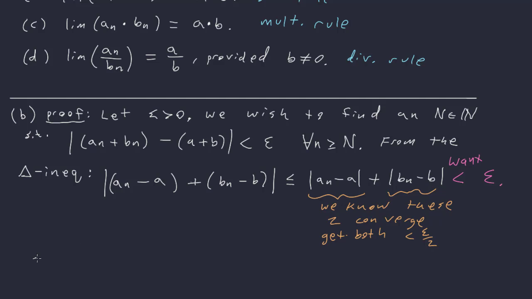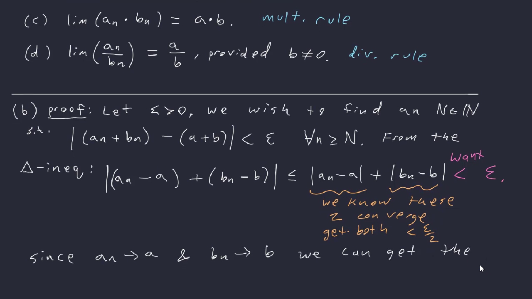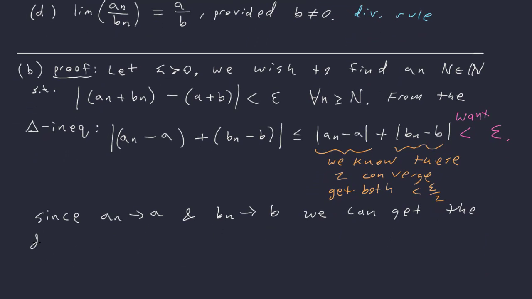So since an converges to a and bn converges to b, we can get the distances, the absolute value of an minus a and the absolute value of bn minus b, as small as we want.